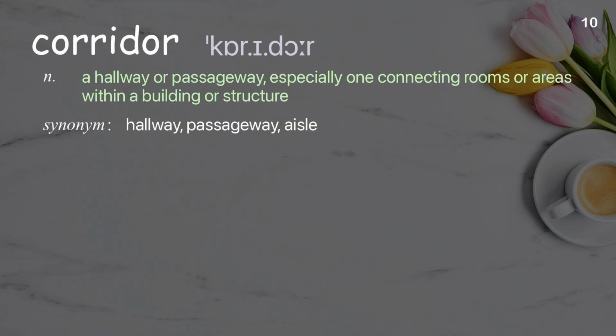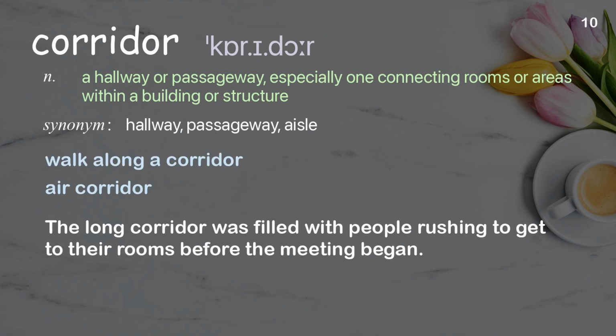Corridor. A hallway or passageway, especially one connecting rooms or areas within a building or structure. Examples: Walk along a corridor. Air corridor. The long corridor was filled with people rushing to get to their rooms before the meeting began.